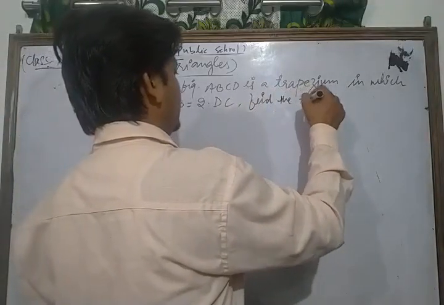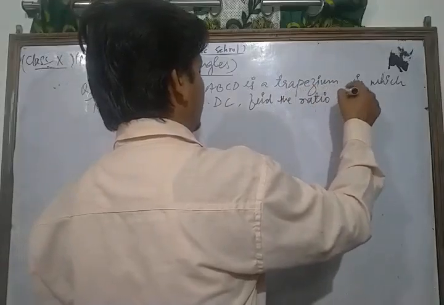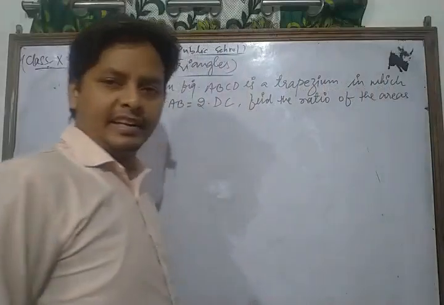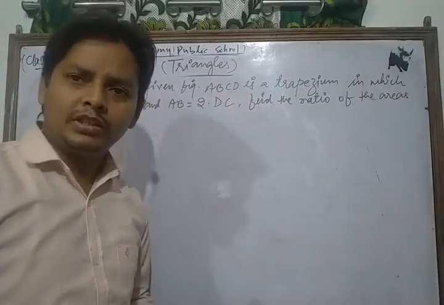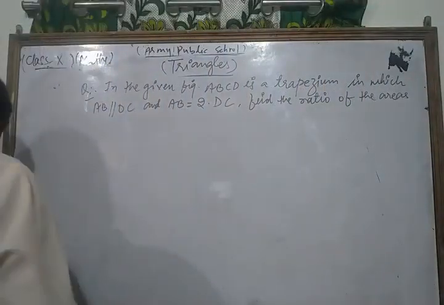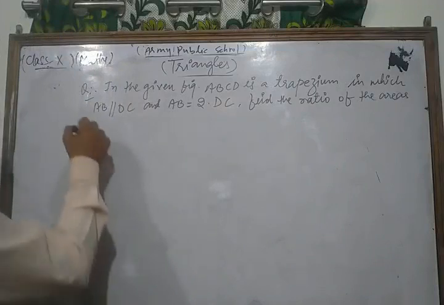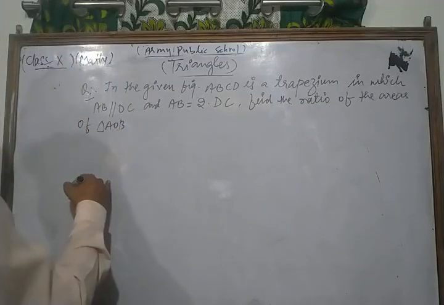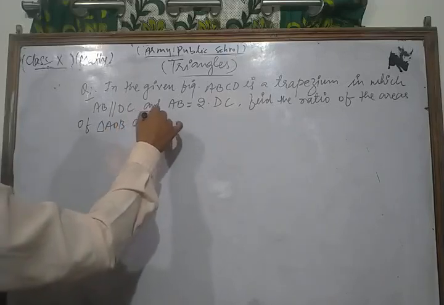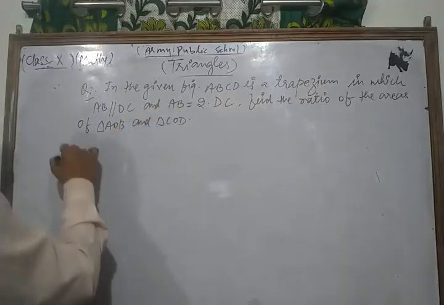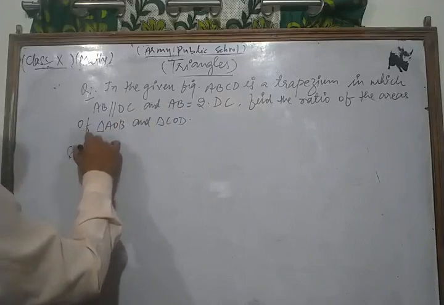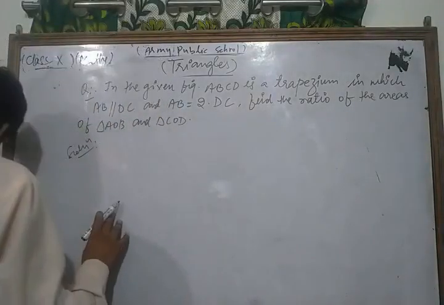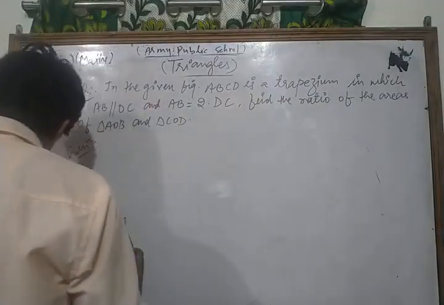Find the ratio of the areas of triangle AOB and triangle COD. Let's see its solution. The given figure is ABCD.